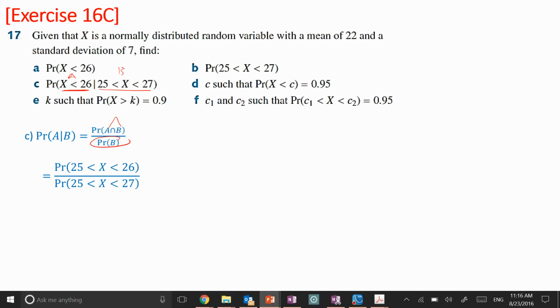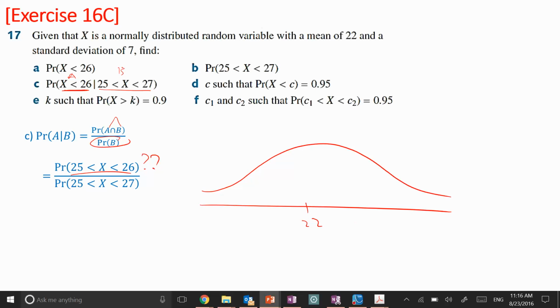Now if you draw out this problem, it's very simple if you think about it. Okay, it's saying when does 25, why did I have 25 to 26? Where did this come from? If you think about the diagram, it's very simple. I said it's mean of 22, 29's here, 15's here.